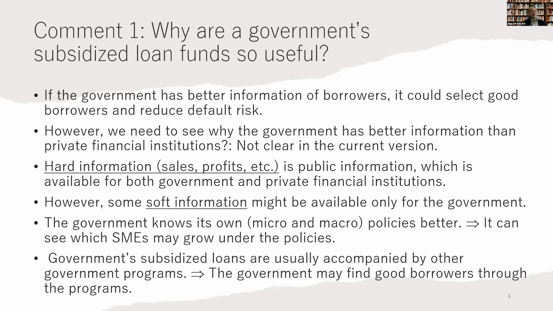I think there are two types of information. One is hard information, such as accounting information, sales, profit, and so on. But this is public information, which is probably available to both government and private institutions. At the same time, there is some soft information that might be available only to the government. For example, the government knows its own micro and macro policy better, so it can see which SMEs can grow under the policies. Also, government subsidy loans are usually accompanied by other government programs, so the government may find good borrowers through the programs.